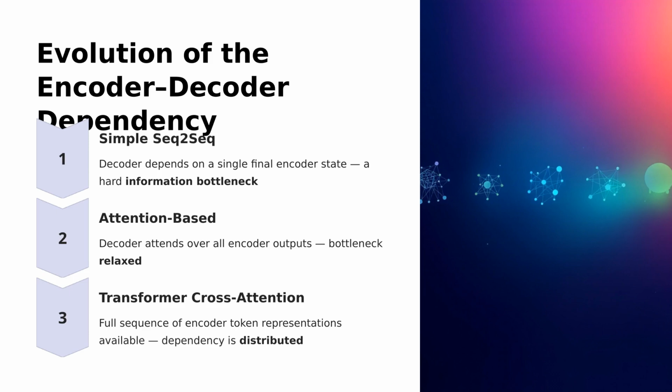This slide shows how the decoder's dependence on the encoder has evolved. In simple sequence-to-sequence models, the decoder relies on one final encoder state, which creates a hard information bottleneck. Attention-based models relax that by letting the decoder look back over all encoder outputs. In transformers, cross-attention goes further, giving the decoder access to the full sequence of token representations, so the dependency is distributed rather than compressed into a single vector.